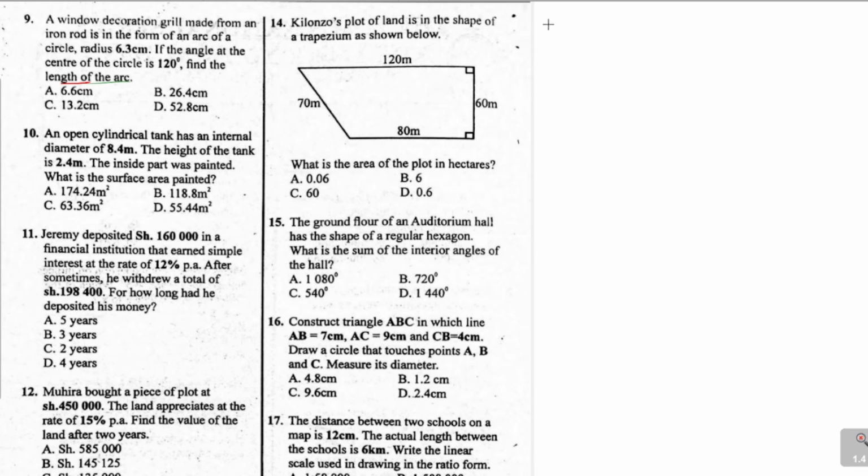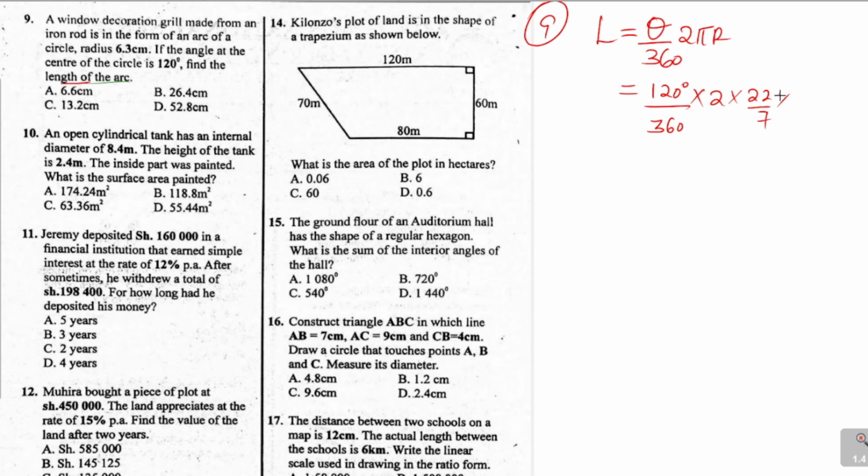So to get the length for question 9, the length of the arc of a circle is given by the angle at the center, which is theta, divided by 360 multiplied by 2 pi r. So that is how we get the length of an arc of a circle. The angle at the center is 120 degrees. We divide that by 360, multiply by 2, multiply by pi. You're going to use 22 over 7, and then times the radius, which is 6.3. So that is what you're supposed to do.